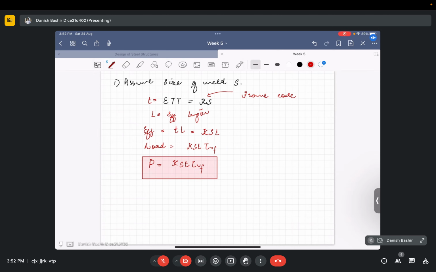After this, from this formula, the pull or thrust to be transmitted by the connections can be estimated, or we know that the pull or thrust that has to be transmitted by the members, P, is known. We can divide P by K times S times tau VF, and we can calculate the effective length of the fillet weld.